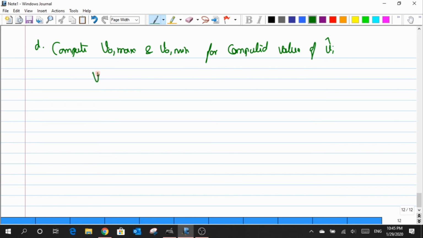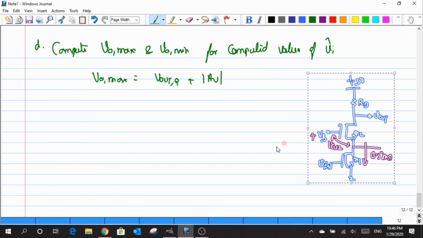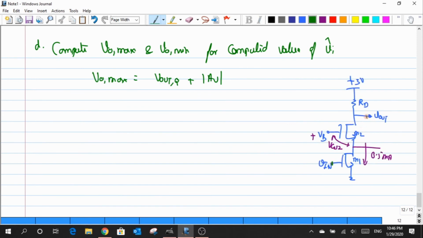Now one could obviously write VO max as something like VDD, or basically V out Q, plus the total gain. I'm talking about the total gain right from the input to the output. The total gain from here to here, that is the AV term, or I will write it as AT to denote the total gain, times the Vi hat. Is that making sense?